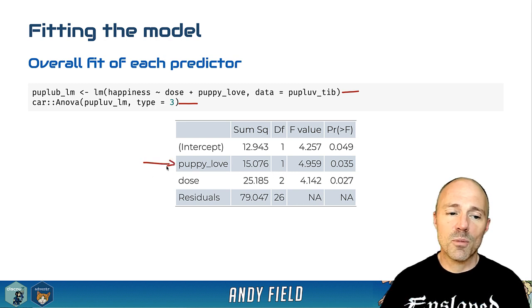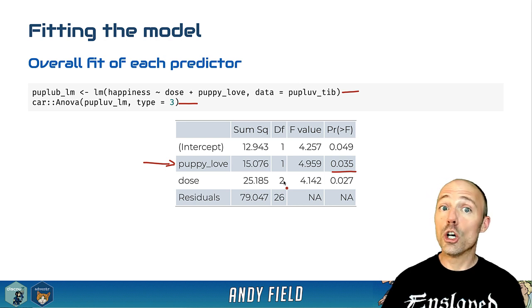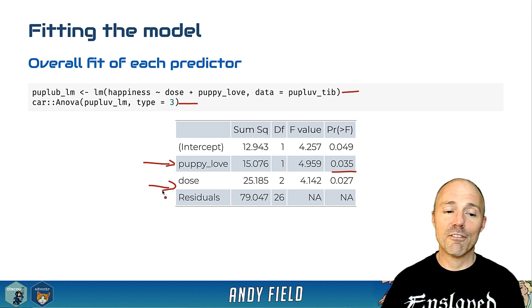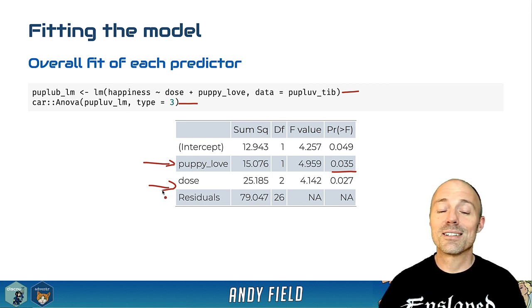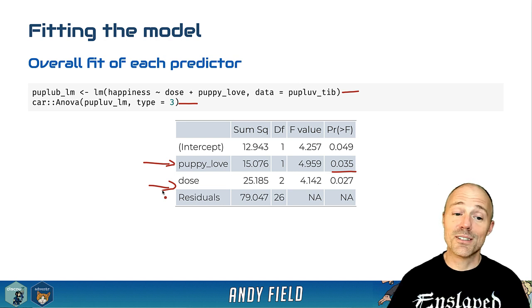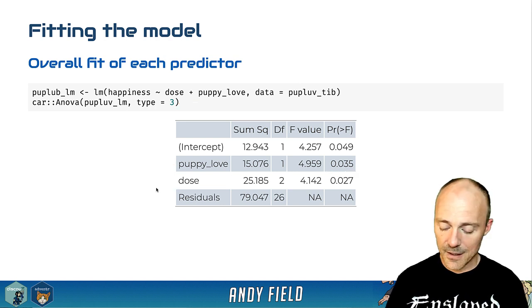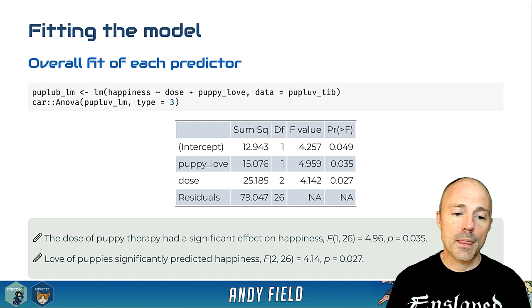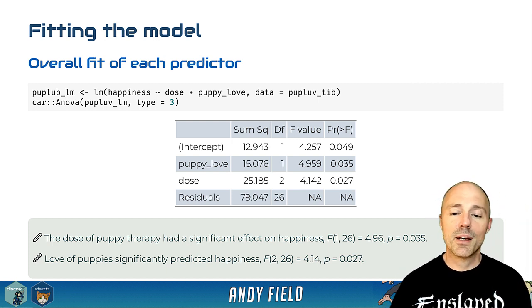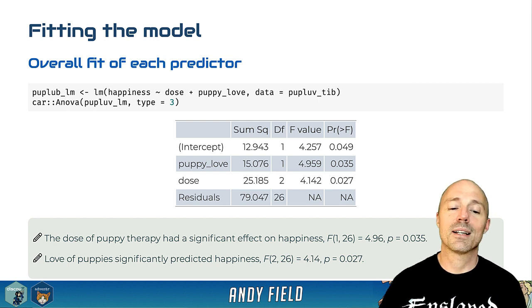For this particular model, we see a significant effect of puppy love. So it looks like love of puppies significantly predicts happiness, and a significant effect of dose. So it looks like there are significant differences between the adjusted mean happiness across the different doses of puppy therapy. We could report that dose of puppy therapy had a significant effect on happiness. Love of puppies significantly predicted happiness.